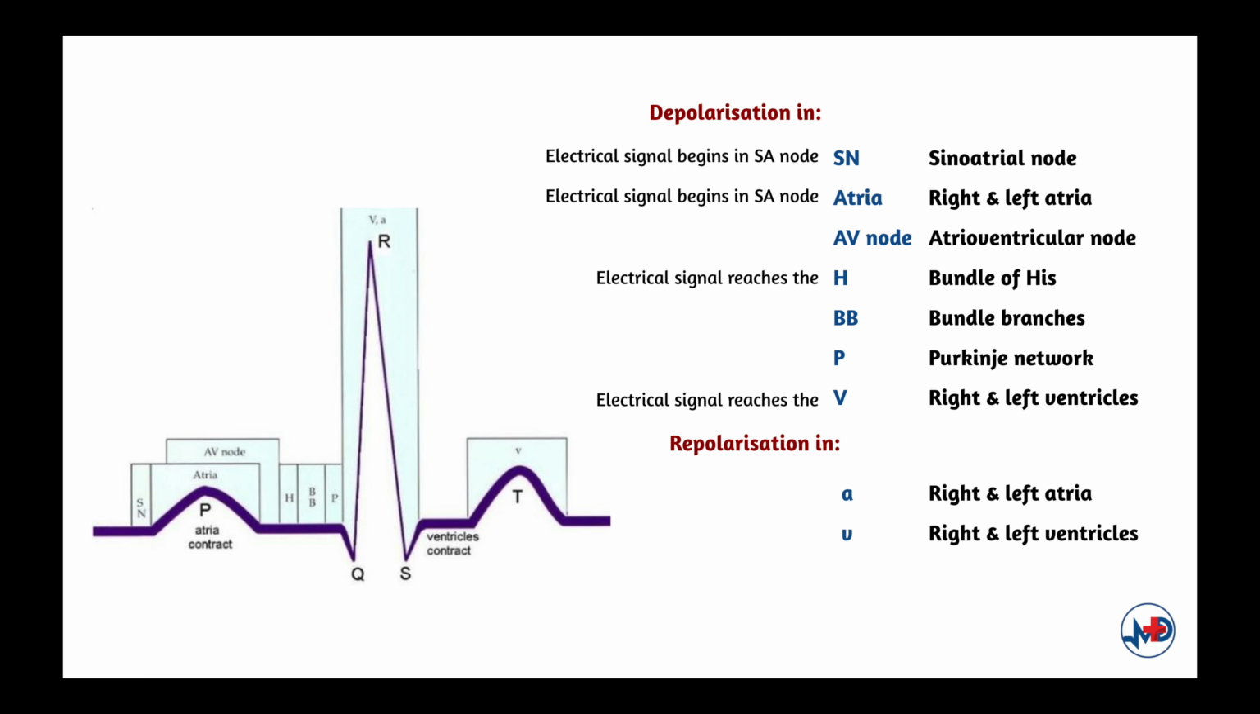As soon as the electrical signal reaches the ventricles, it produces depolarization of the ventricles, causing the QRS complex. The QRS complex also reflects the repolarization of the right and left atria. And finally, as you can see, the T wave represents the repolarization of the right and left ventricles.